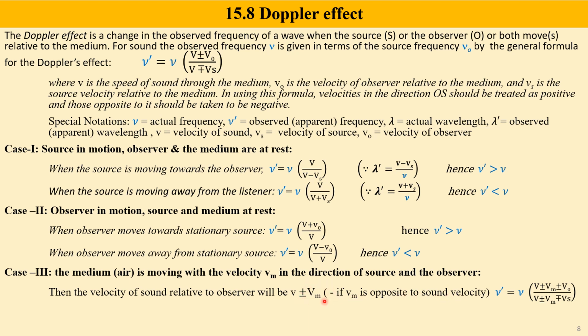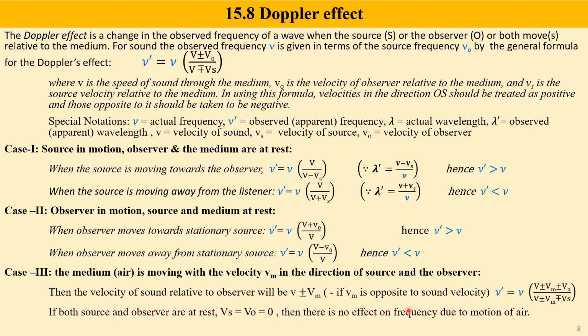That is, please see here, the direction of velocity is either plus or minus depending on the direction of the sound velocity. Therefore, using formula 1, we can write nu dash is equal to nu into V plus or minus Vm plus or minus V naught, divided by V plus or minus Vm minus or plus Vs. That is, we are substituting V by V plus or minus Vm.